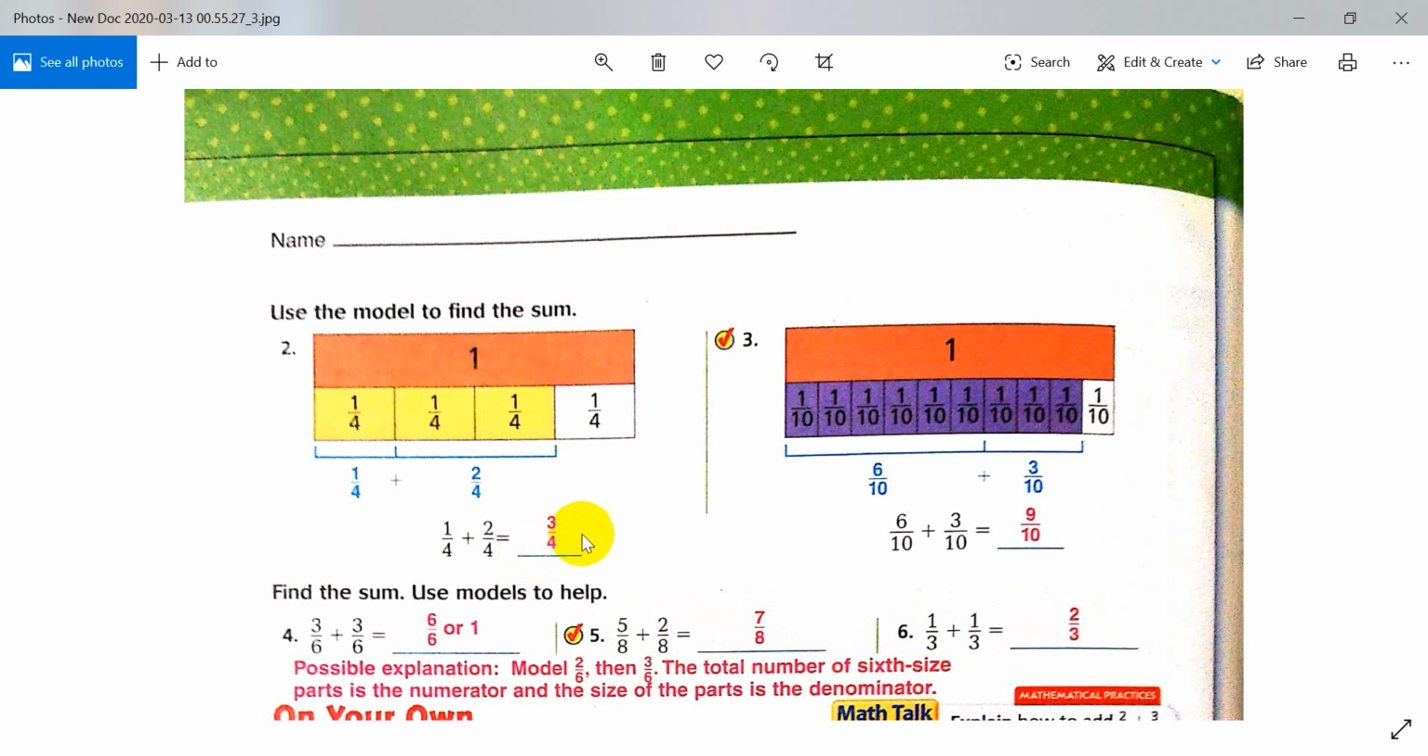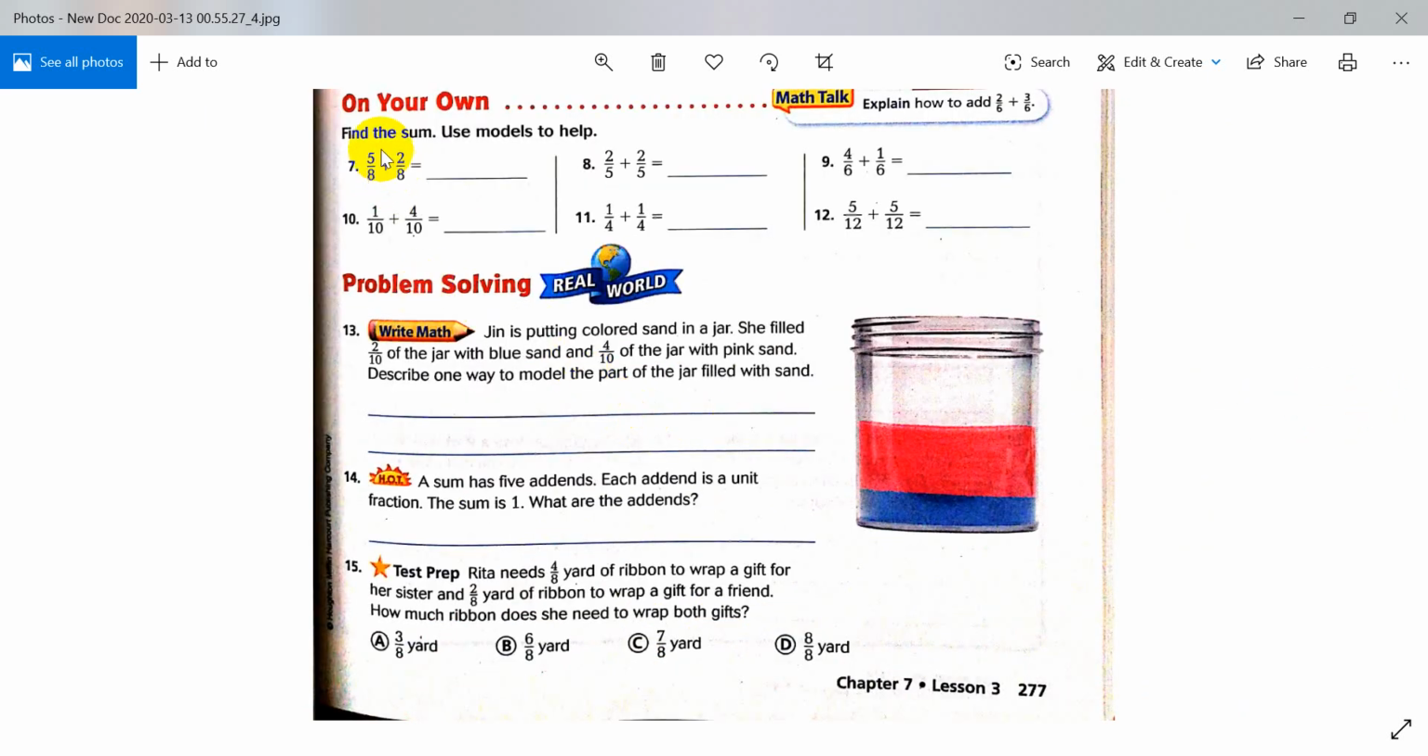Okay. Now I will give you 1 minute, only 1 minute, to solve on your own. Okay, page 277. Find the sum. Use models to help. You can use models to help, or you can answer directly. Question number 7. 5/8 plus 2/8 equals what? Question number 8. 2/5 plus 2/5 equals what? 9. 4/6 plus 1/6 equals what? And so on. You have only 1 minute to solve from 7 to 12.